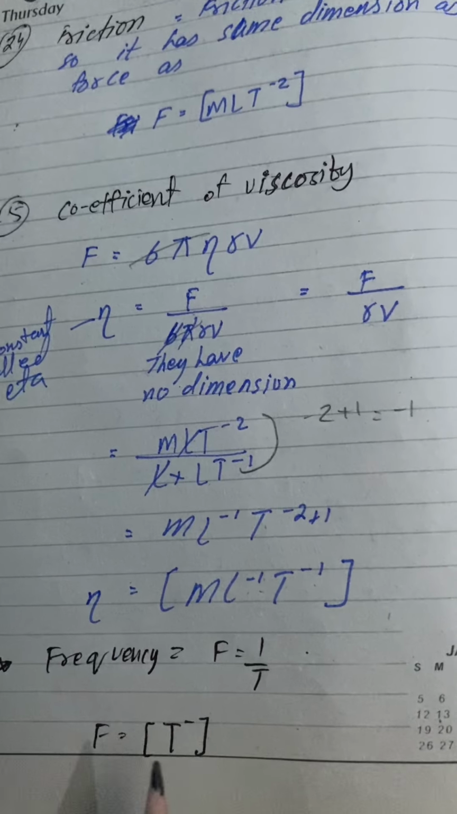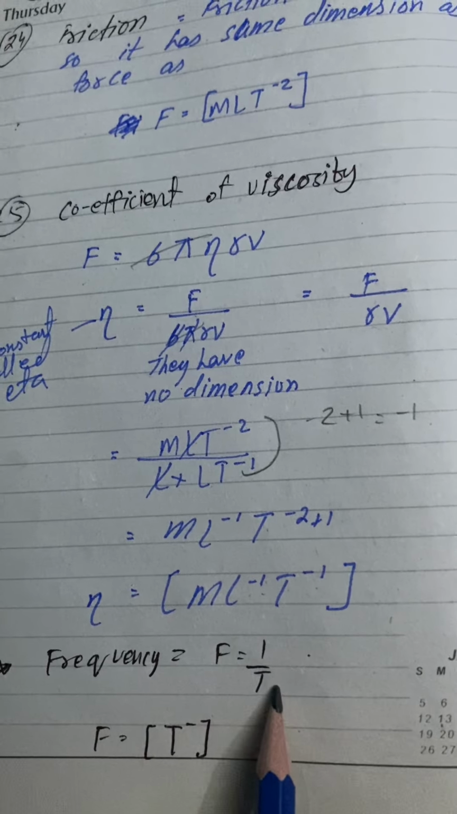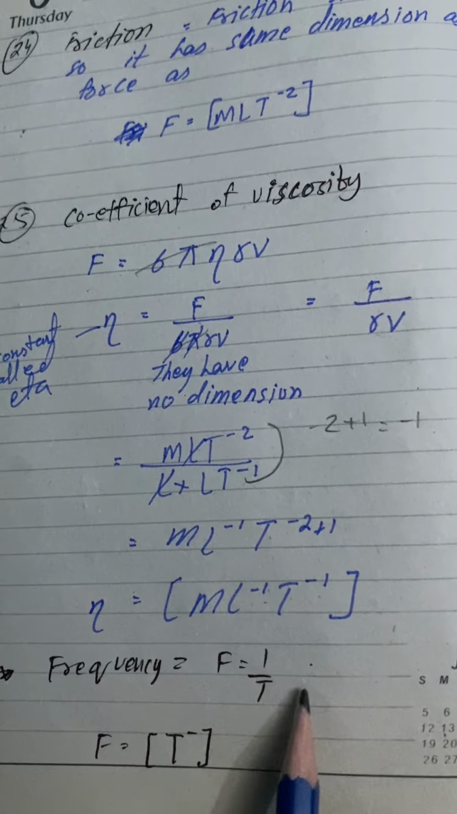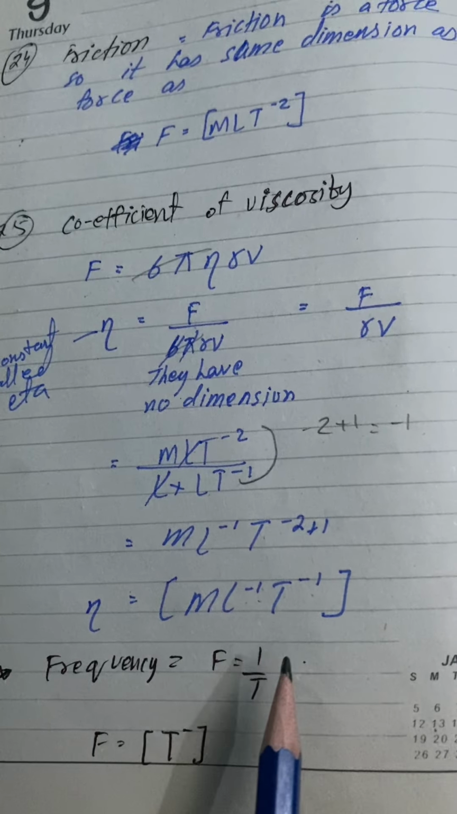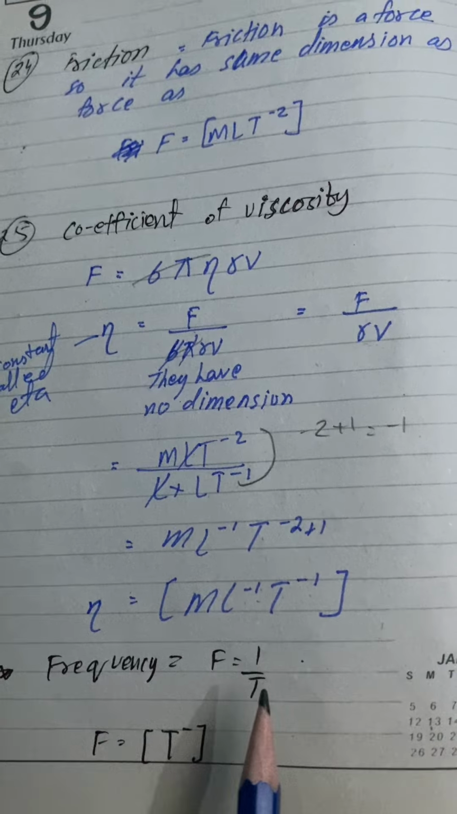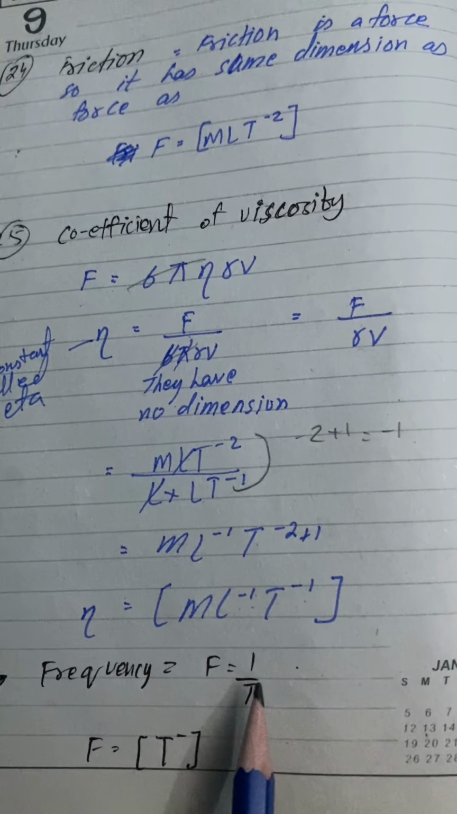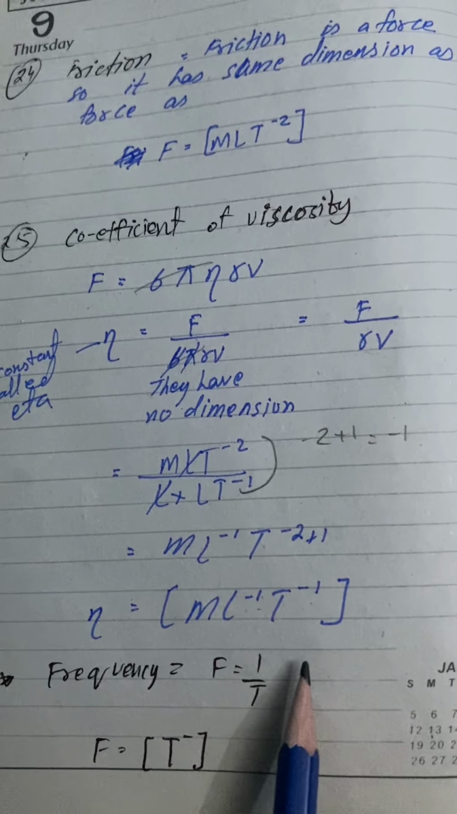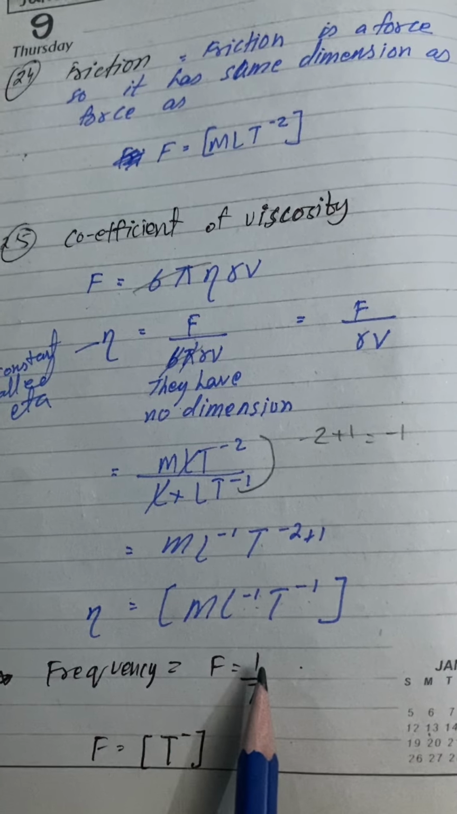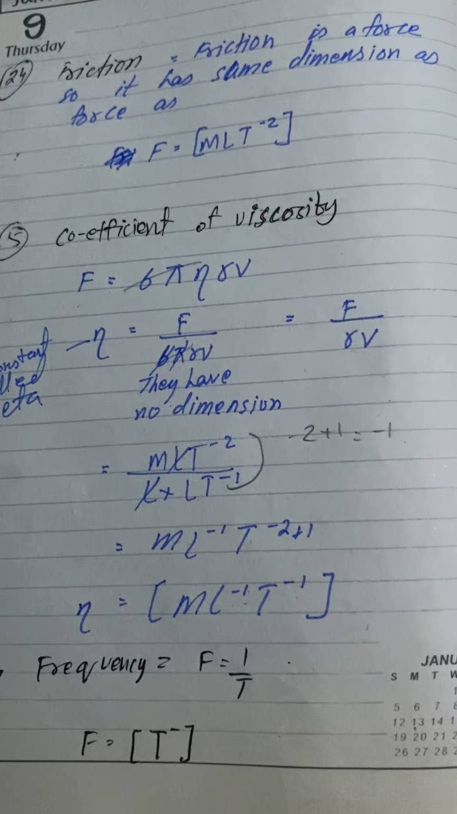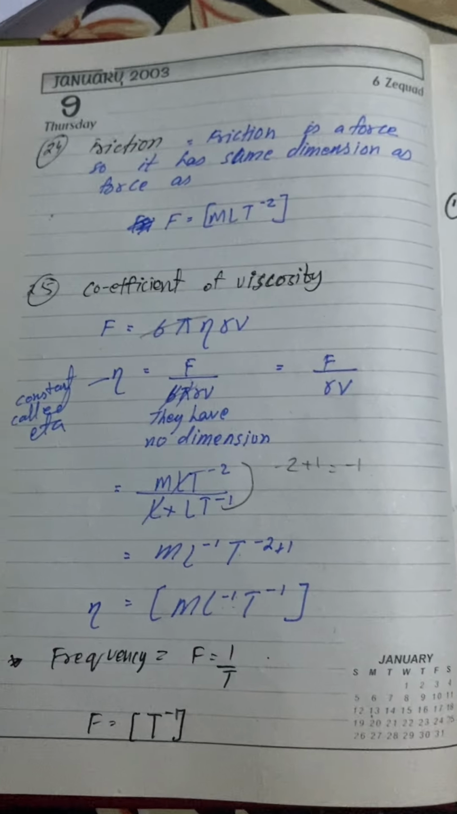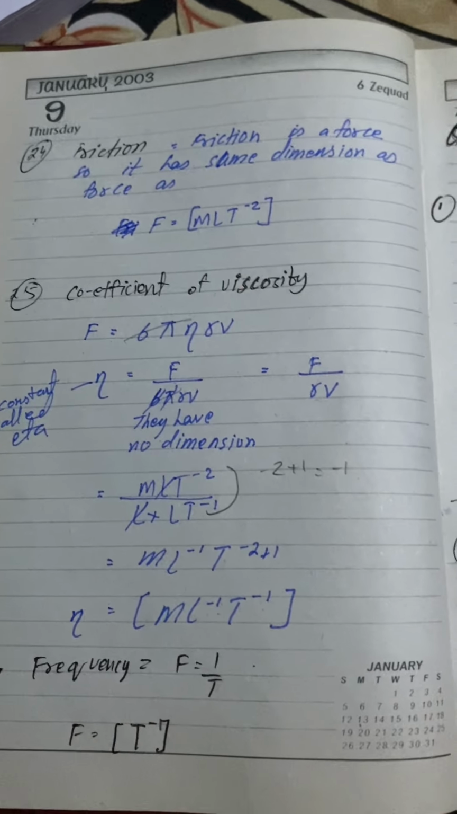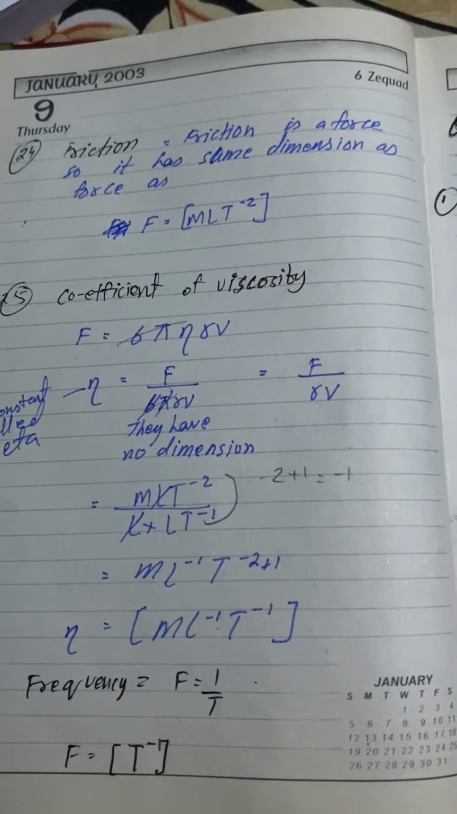Now frequency is equal to 1 upon time. So as we know that this is a positive t, when it comes in the numerator, it will be t minus 1 power, because here it is dividing, here it will be coming on the upward side, so it will be minus power, it will be minus 1. Okay, so these were the dimensions, all of the basic formulas that we have done.